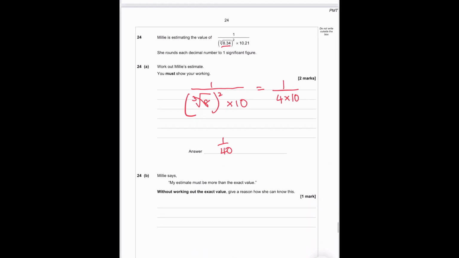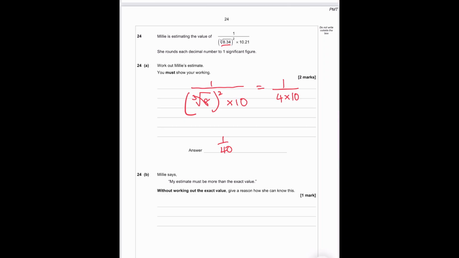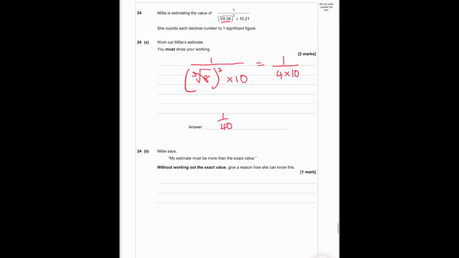Millie said, my estimate must be more than the exact value. Without working out the exact value, give a reason she knows this. Well, she has rounded both numbers down.